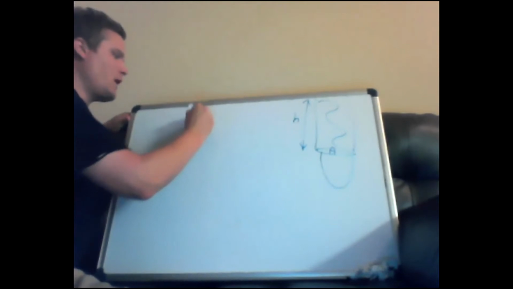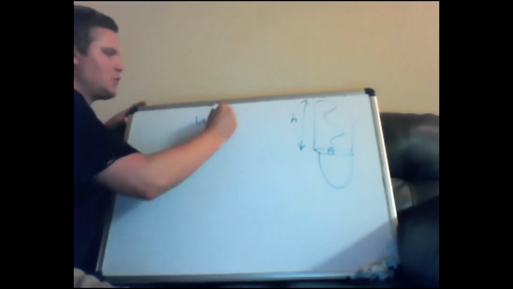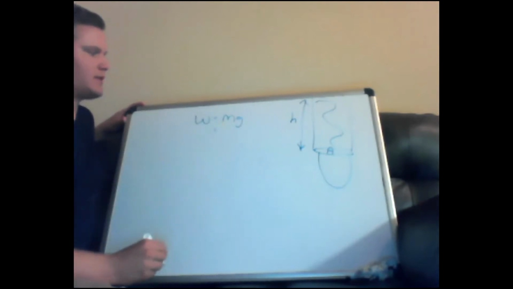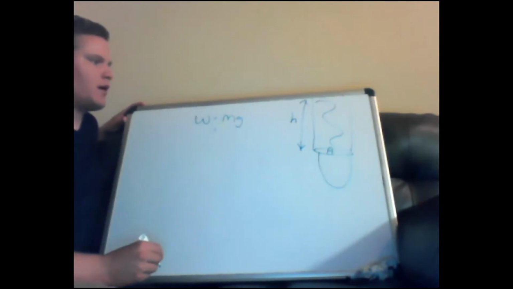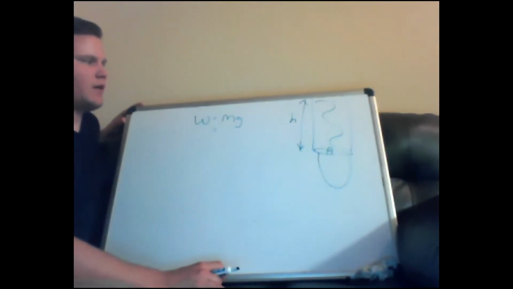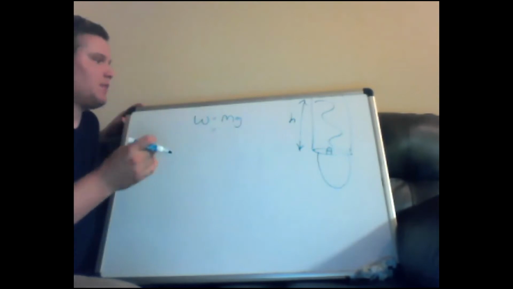The weight, which is the force, is equal to mass times gravity. Our mass isn't given to us. That'd make it too easy, right? But we are given the area of the bell, which is 9 meters squared, and we're given the height of the water, which is 80 meters.